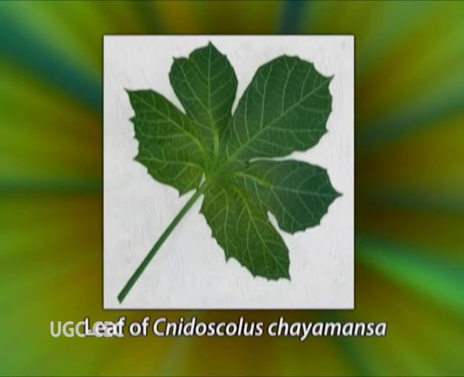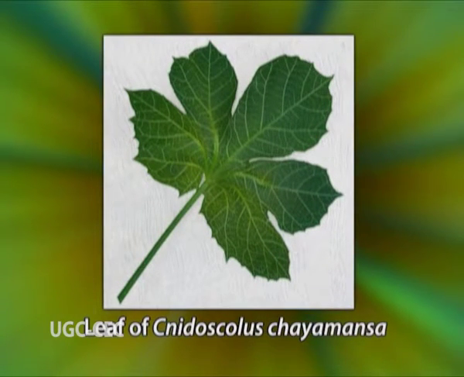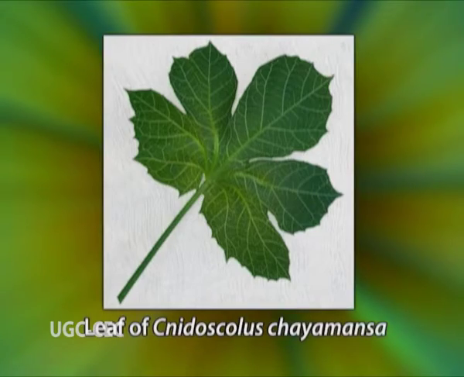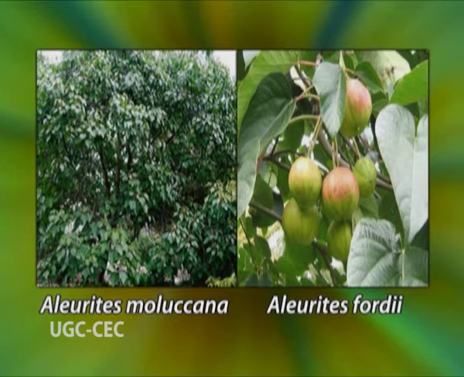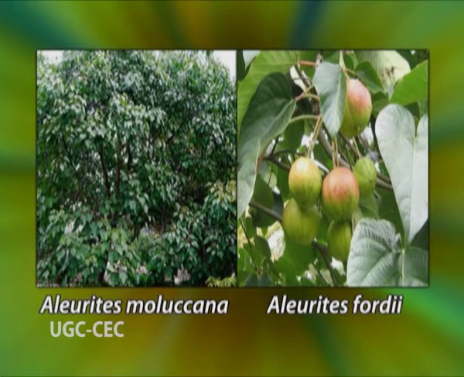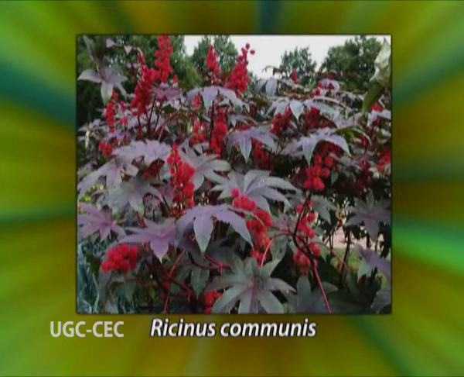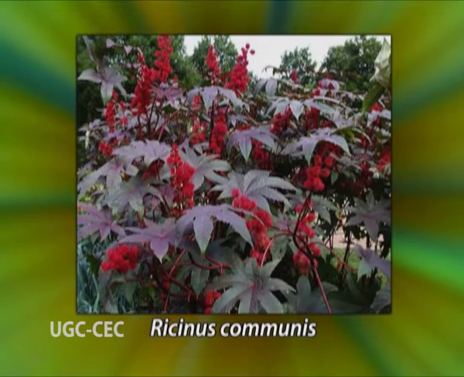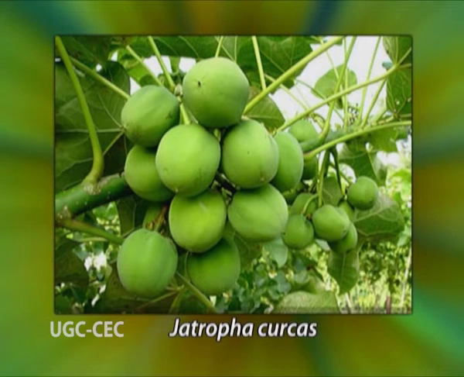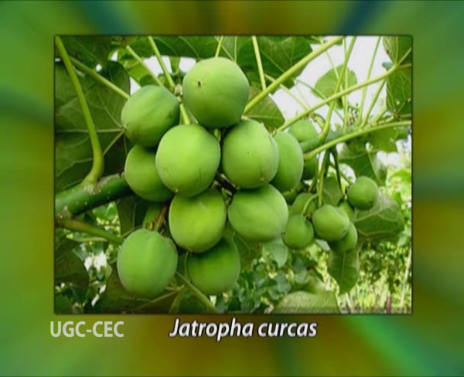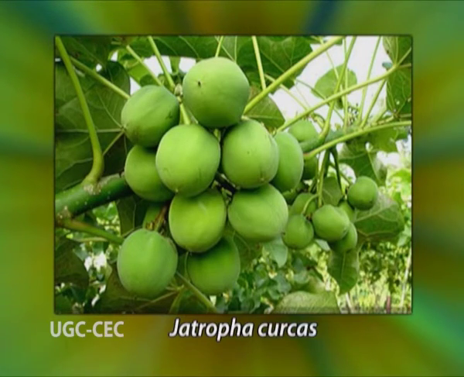The leaves of Cnidoscolus chayamansa are used as vegetable. Aleurites moluccana and Aleurites fordii are sources of oil used in the manufacture of paints and varnishes. Castor oil, usually obtained from Ricinus communis, is used as a purgative. Jatropha oil obtained from the seeds of Jatropha curcas is used as a purgative and for biodiesel production.